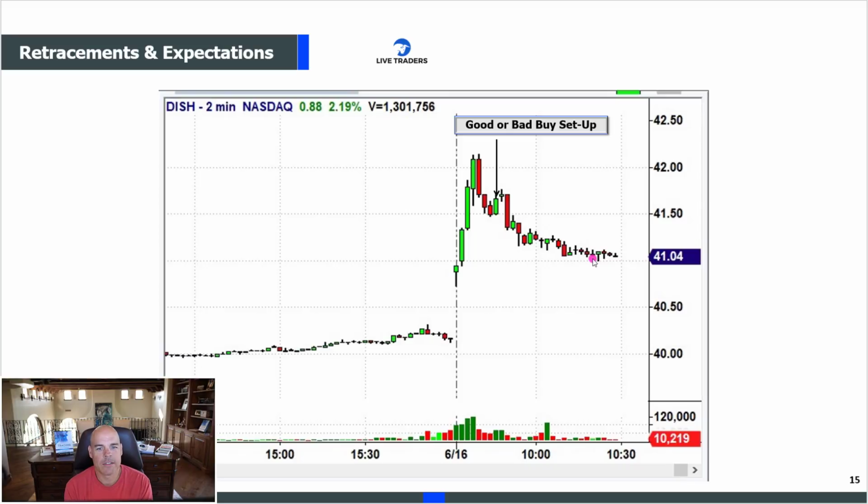I am disappointed with you guys. This, to me, is not a buy setup that I would take. Why? Well, remember, top to bottom. We're at 42.10, 42.20, whatever that is, down here at 40.70. So that's about $1.70 on the move up.